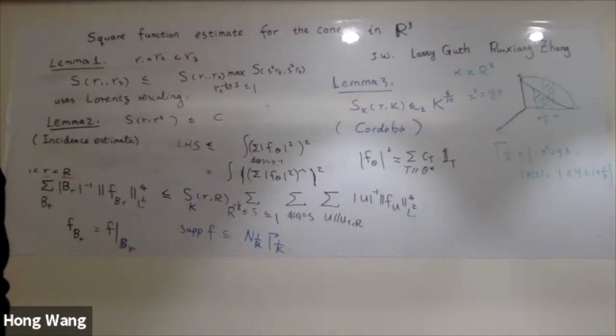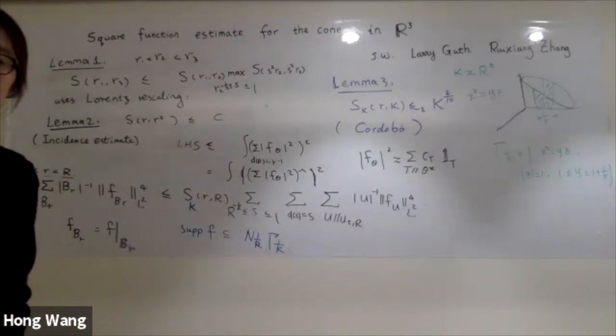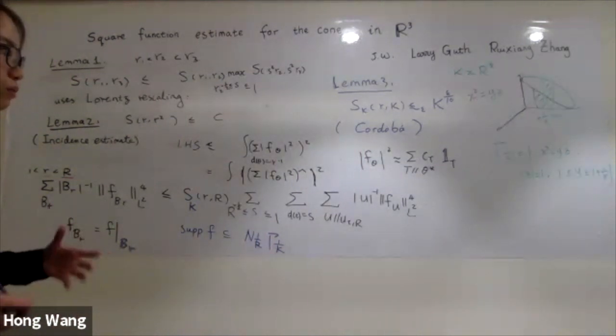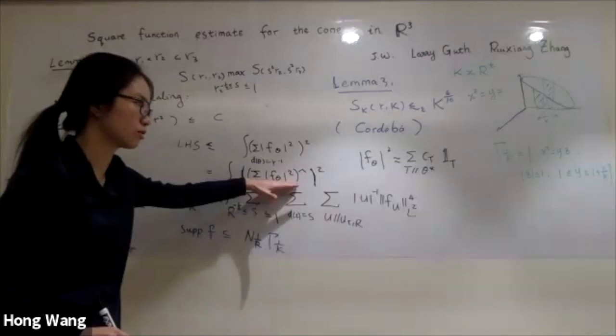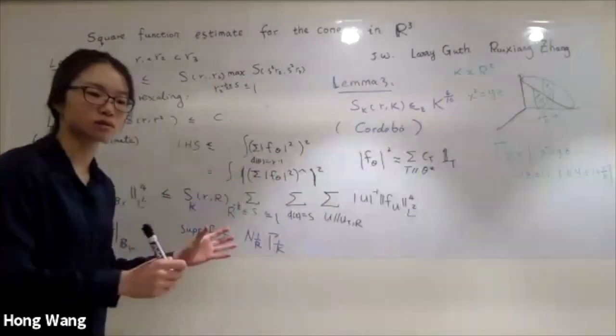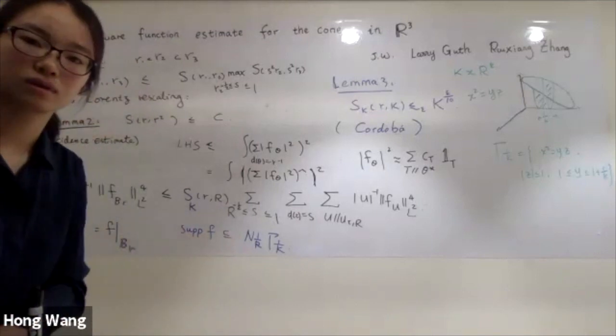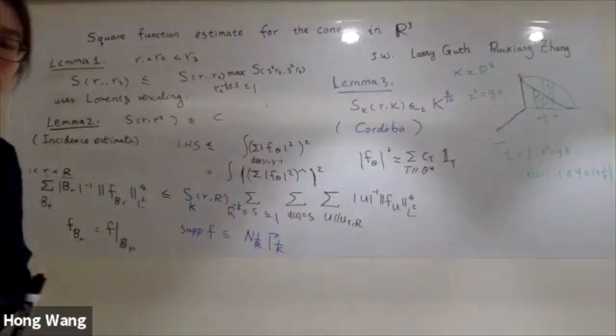Are there any questions? I didn't quite understand this incidence estimate. So this is usually some kind of combinatorial geometric estimate, right? One can understand it as a combinatorial geometric estimate, but the way we prove it is using the Fourier transform and then decomposing. Okay. It's really analytic. Thank you.